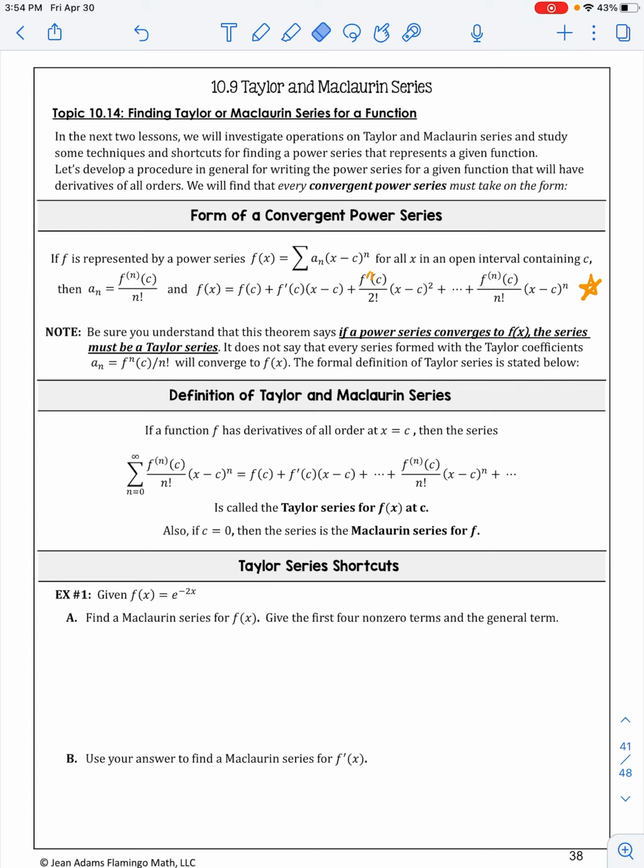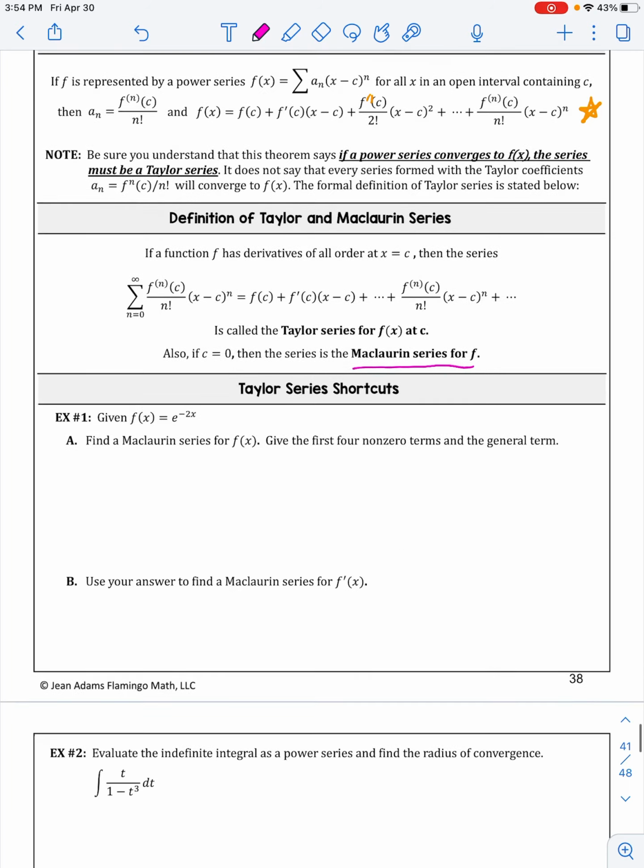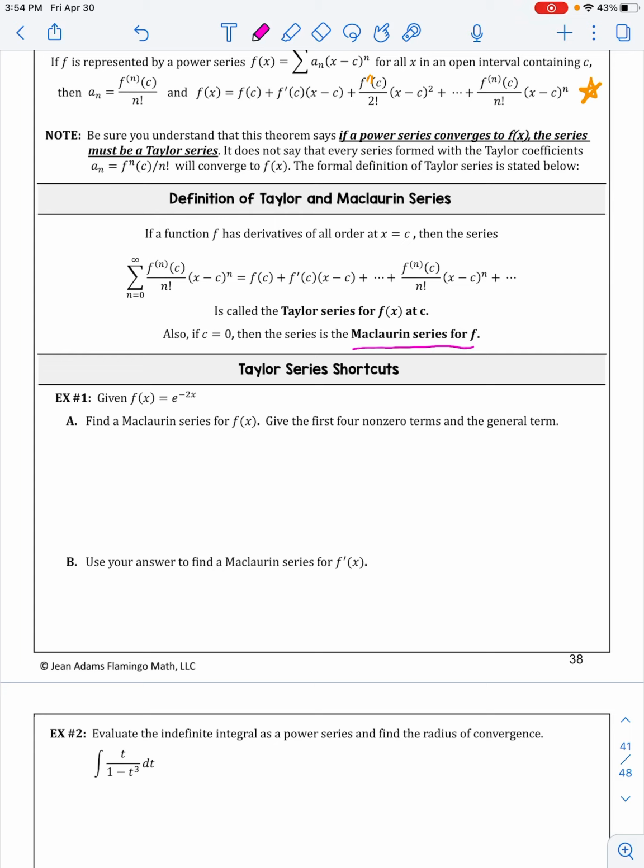So here is our definition of our Taylor and Maclaurin series. If a function f has derivatives of all order at x equals c, then the series summation n equals 0 to infinity, the nth derivative at c divided by n factorial times x minus c to the n is equivalent to f of c plus f prime of c times x minus c plus dot dot dot, the nth derivative at c divided by n factorial times x minus c to the n plus dot dot dot. This is called the Taylor series for f of x at x equals c. Also, if c equals 0, it is the Maclaurin series. So the Maclaurin series is when you're centering it at 0.